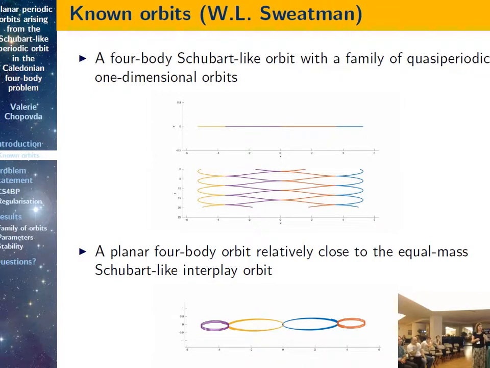A few years after that, Winston Sweatman discovered a planar 4-body orbit which is relatively close to the equal mass Schubart-like interplay orbit. And that's how this looks like. Here each outer body orbits an inner body, and the inner bodies alternately pass one around another. The existence of these 2 orbits suggested that there probably is a similar family of 4-body orbits similar to the Henon studies, and that's what I've been working on.